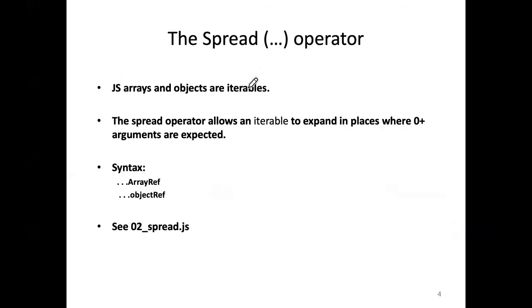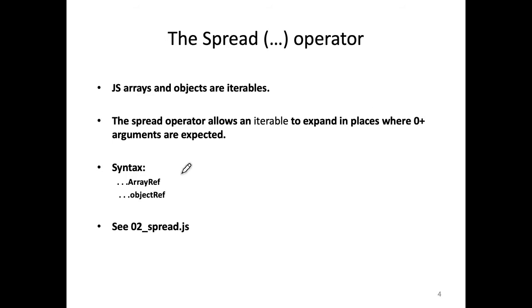So where the spread operator comes in is here. If you prefix the iterable structure with these three dots, then as the name suggests, it essentially spreads out the elements of that iterable into individual parts. And you would use the spread operator anywhere you would ordinarily expect to have 0 or more arguments in an expression. There are a couple of places where that arises.